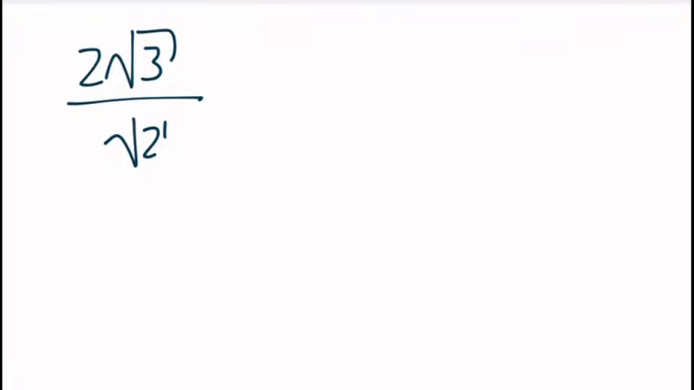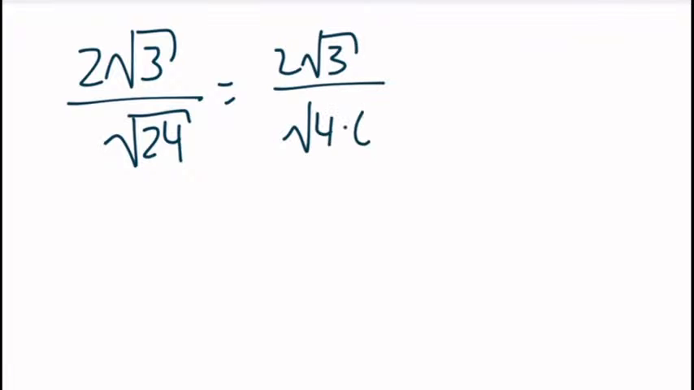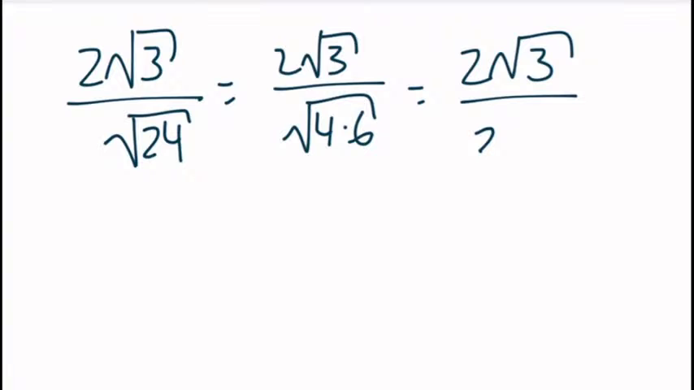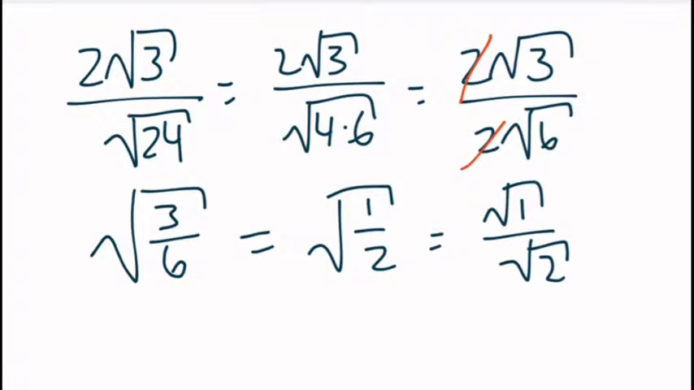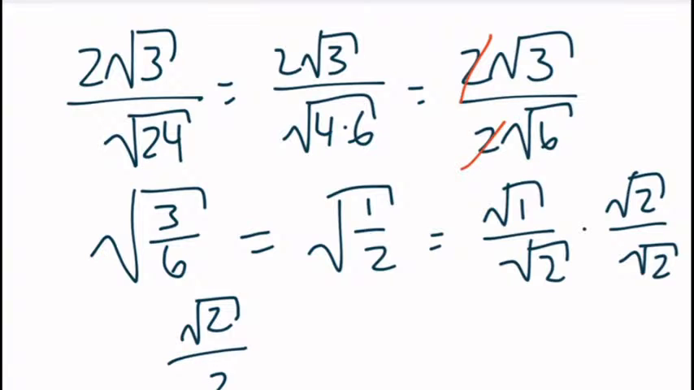Now let's do 2 radical 3 over radical 24. So we can simplify the denominator before rationalizing it. So we've got 2 radical 3 over radical 4 times 6, and we can take out the 4 to be 2 radical 6. Now we can cancel out the 2's, and we end up with radical 3 over radical 6. And we know that's equal to radical 1/2. But if you split this up, we still have radical 2 in the denominator. So we multiply by radical 2 over radical 2 to get radical 2 over 2. And that's the final answer.